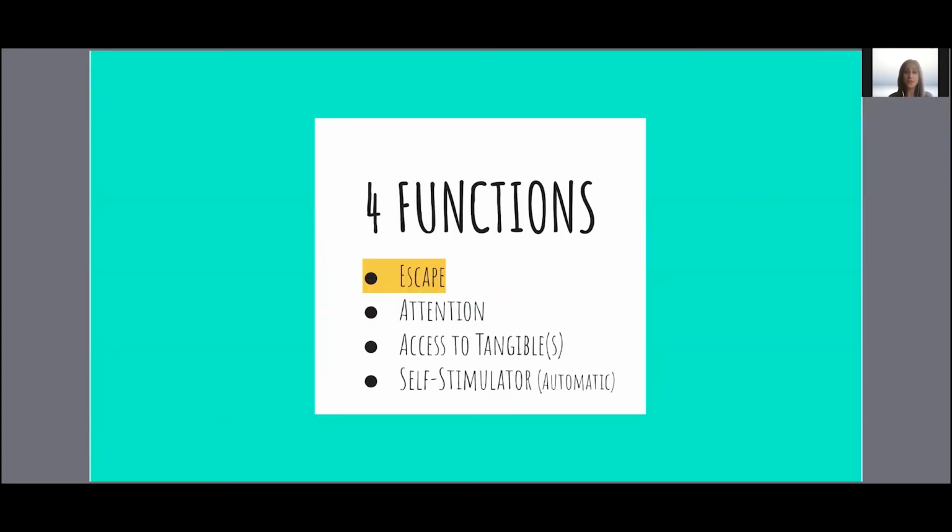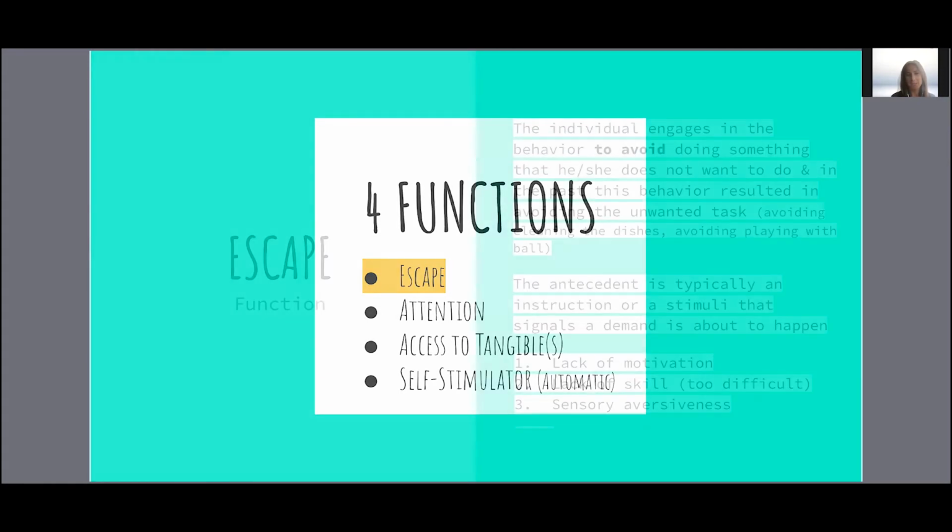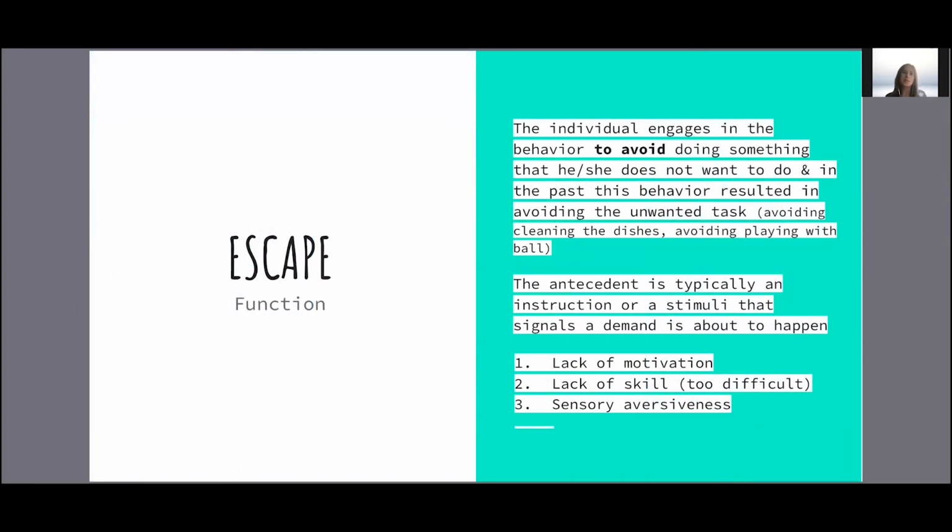The first one is escape, which we're going to be talking about in detail today. Then there is attention, access to a tangible, and the self-stimulatory or automatic behavior. So in the function of escape, why does the individual engage in that behavior? Because he wants to avoid doing something that he or she does not want to do. And in the past, engaging in this behavior has resulted in avoiding the task, some relief from it. So let's say avoiding cleaning the dishes, avoiding playing with the ball.